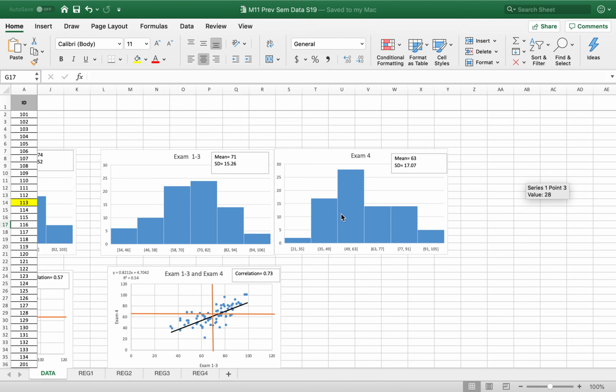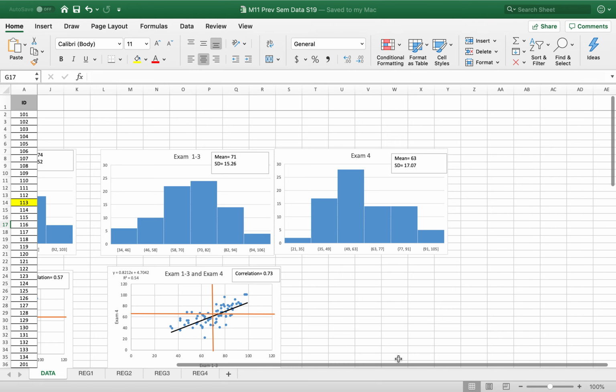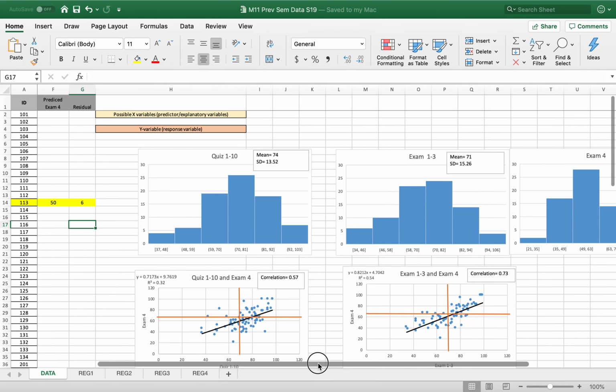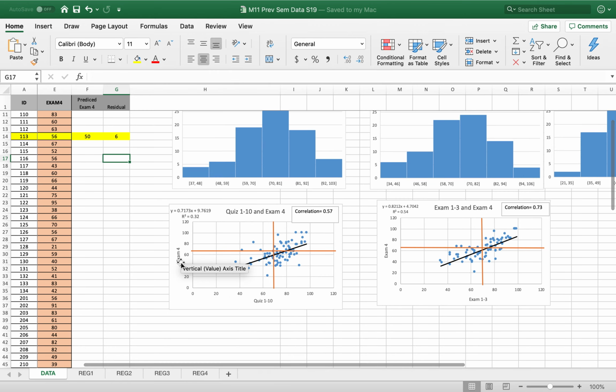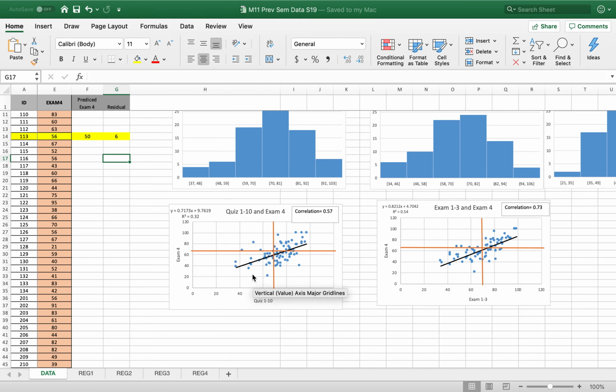And then I will go to my scatter plot. On the y-axis is exam 4, the response variable, for both of them, and the x-axis is the quiz 1 through 10 and the exam 1 through 3. So we'll go through the quiz compared to exam 4 first.